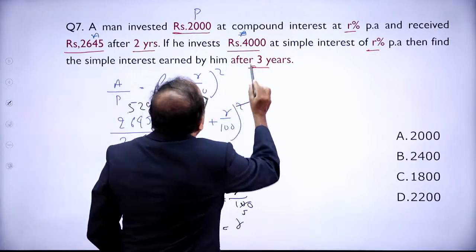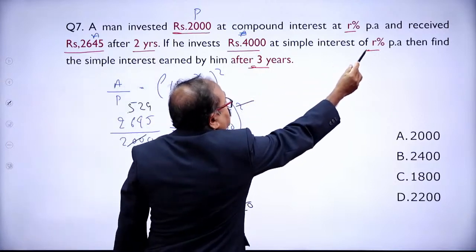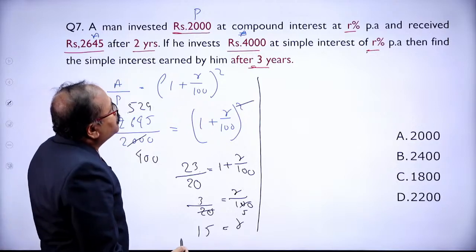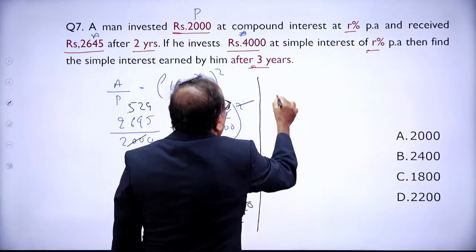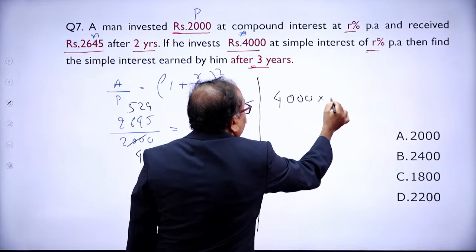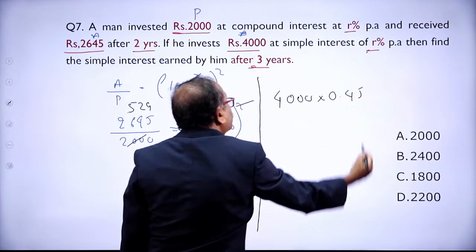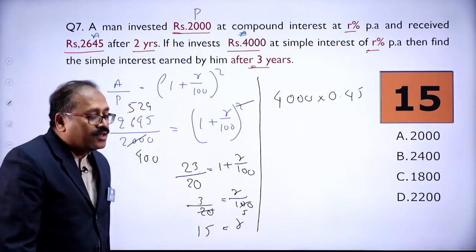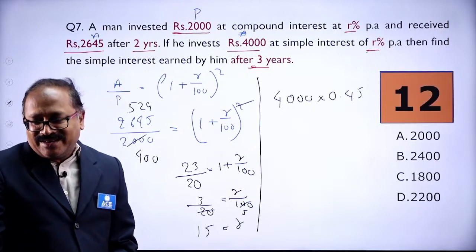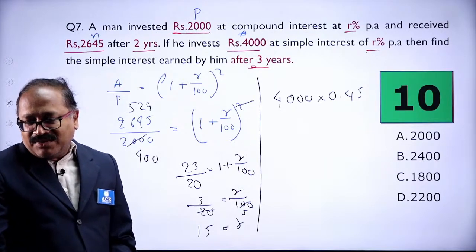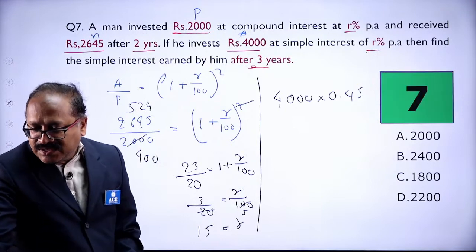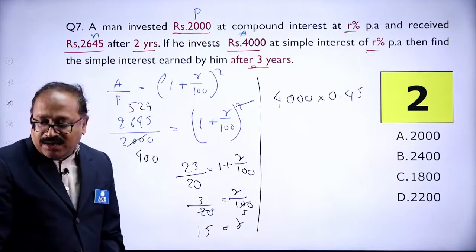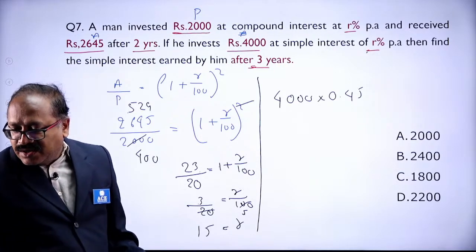Here it is 3 years, and at R 15%, 15 into 3 is 45. So you need to calculate the 45%. So 4,000 into 0.45. You get 45%, and that should be your interest. Now here at least you can respond. You have 15 seconds in hand. Respond, my friends. Who will respond? 1800. Wow, Anusha is saying 1800.